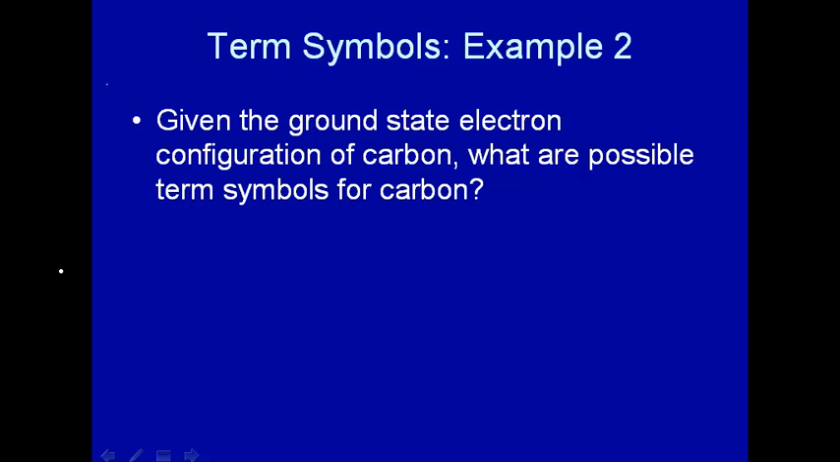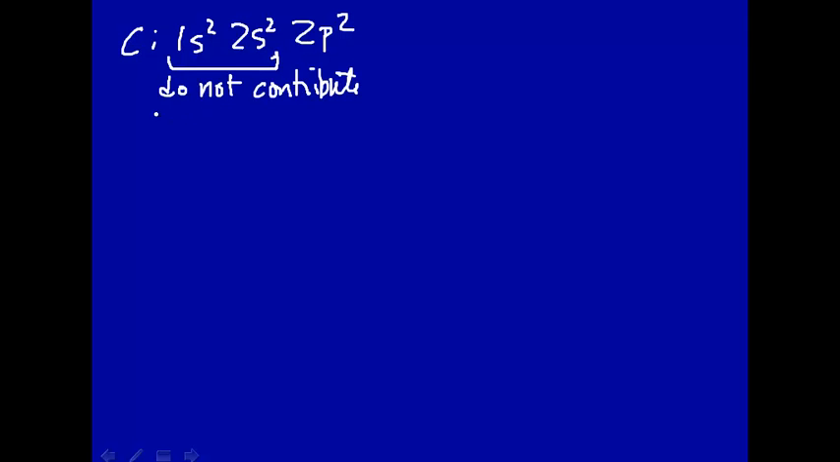Let's do one more example using term symbols. Given the ground state electron configuration of carbon, what are the possible term symbols for carbon? Let's start with the ground state electronic configuration of carbon. Carbon is 1s2, 2s2, 2p2. These are completely filled shells here, so these do not contribute to the angular momentum. Therefore, we only have to worry about the p electrons.